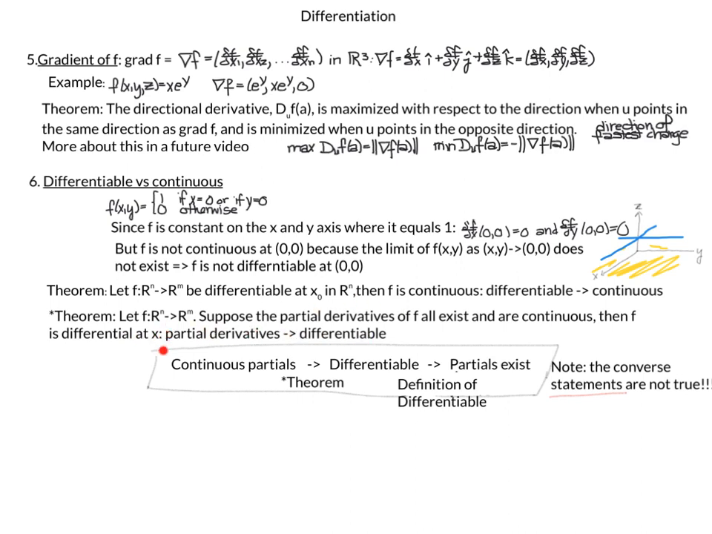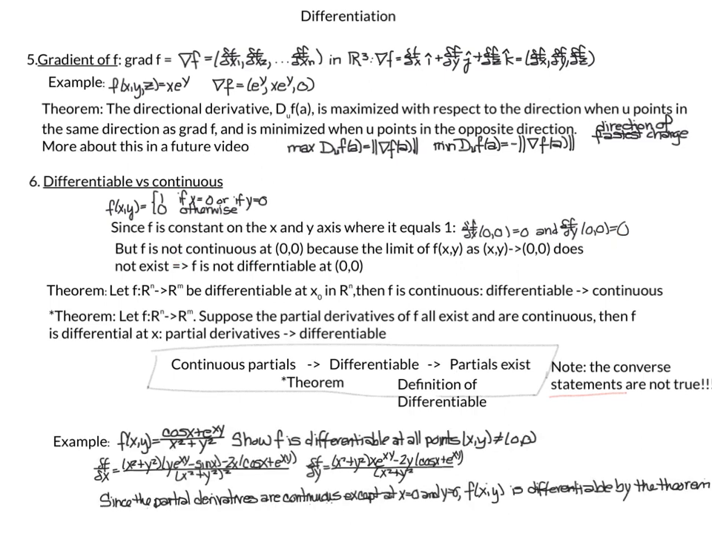And actually, I should have put continuous here, but I have this in my summary. So continuous partials implies differentiable. This is my theorem with an asterisk. And then differentiable implies partials exist. That's just the definition of differentiable. And we want to note that the converse statements are not necessarily true. If the partials exist, it doesn't mean differentiable, and that's exactly what this example was about.